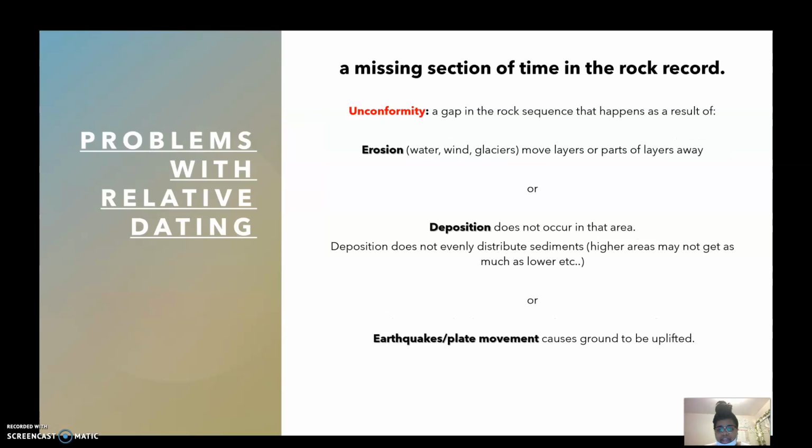A problem with relative age dating is that there could be a missing section of time in the rock that we are looking at or that we're recording. So this would be an unconformity, which is a gap in the rock sequence that happens as a result of erosion, for one, deposition, or earthquakes and plate movement caused by the ground moving or shifting or uplifting.